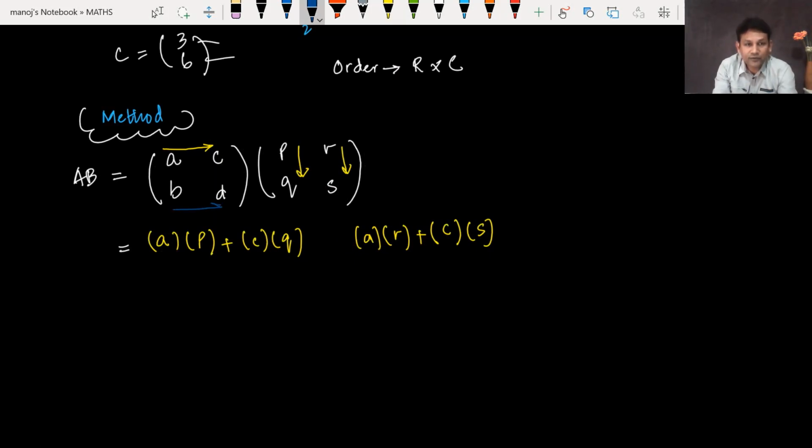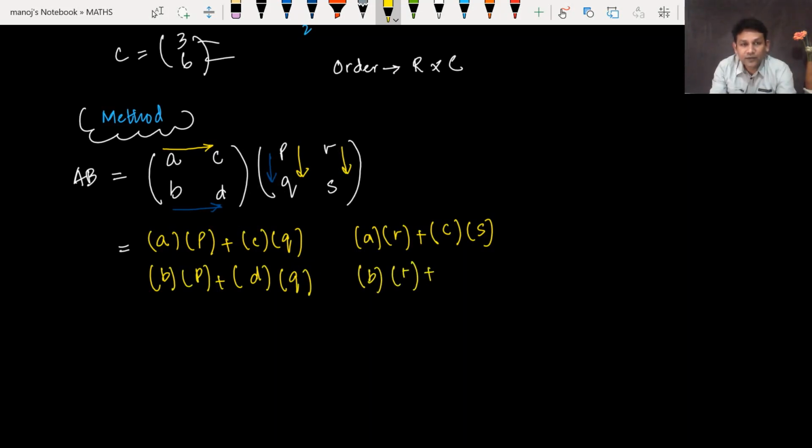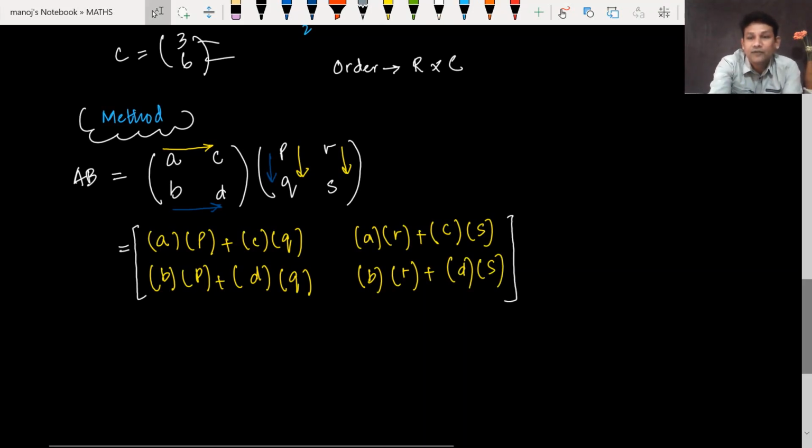Now moving to the second part. What do we have to do? Second row, first column. We have to do the same thing, like B with P plus D with Q. Second row, first column, space, second row, second column, B with R and D with S. Do we have any other column? No. And that's it. That's your multiplication, and you can do the multiplication. Yes, that's the formula.